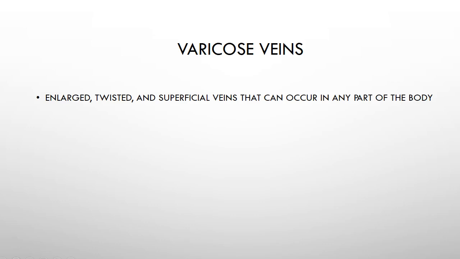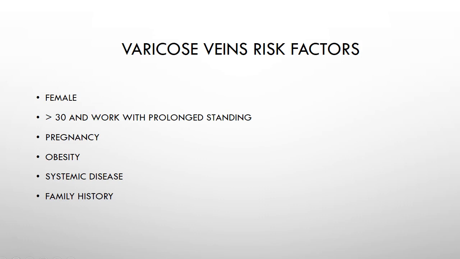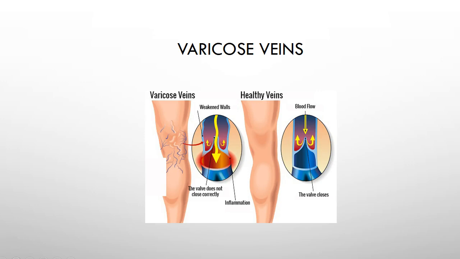And then varicose veins. These are enlarged, twisted, tortuous looking veins that are superficial and bulging. Varicose vein risk factors, well, of course, if you're a woman, over 30, if you work for long periods of time standing in one place, if you are pregnant or overweight, having systemic disease processes that can cause varicose veins, or a family history of varicose veins. This is a picture of what happens with the varicose vein. You see that the valve isn't closing correctly, so you're not having adequate blood flow.